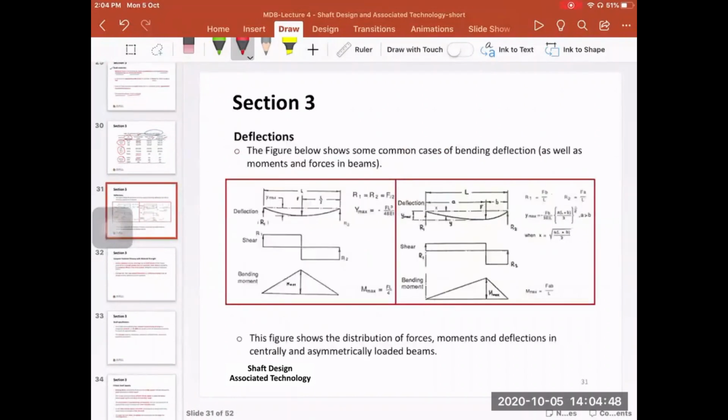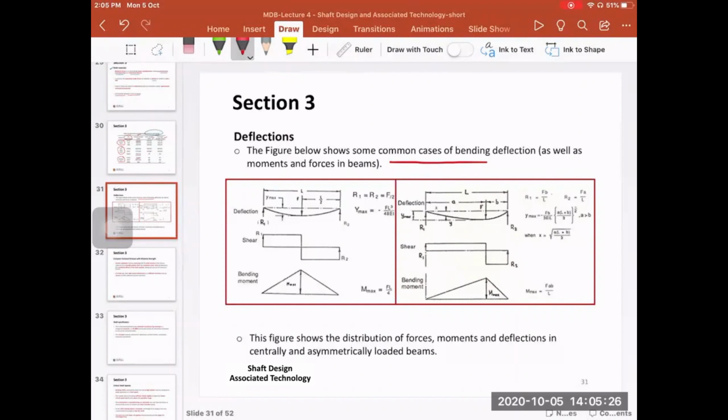Next, as I said, due to those loads that come from transmitting the power between two shafts using gears, there are some deflections. Here, the figure shows some common cases of bending deflection only. We spoke about the twisting on previous slides, and how to calculate theta and compare it to a permissible value, which is 3 degrees per 1 meter of the shaft length.